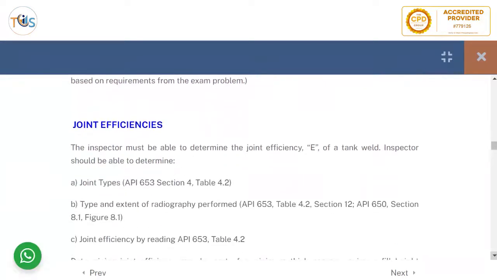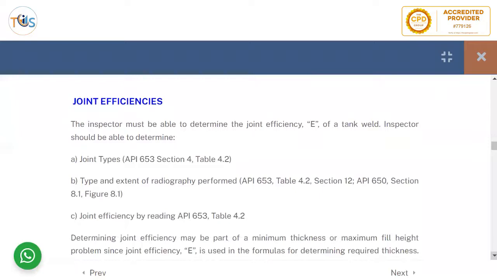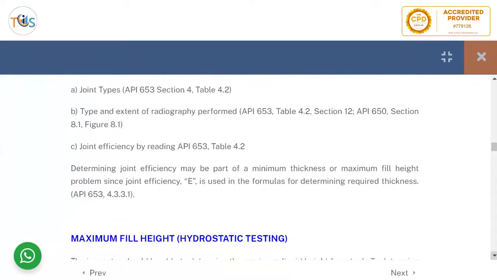You should know about joint efficiencies, which is mentioned, again, in section 4, table 4.2, and the type and extent of radiography. Definitely there are questions coming, so anything mentioned in the API body of knowledge, you should read twice and you should be careful. We have highlighted all of this.